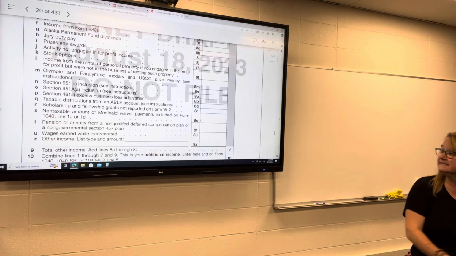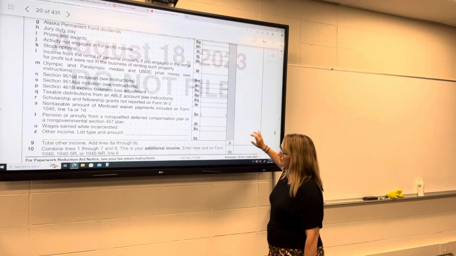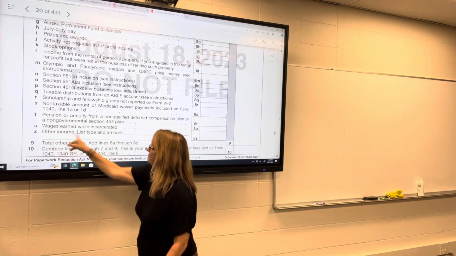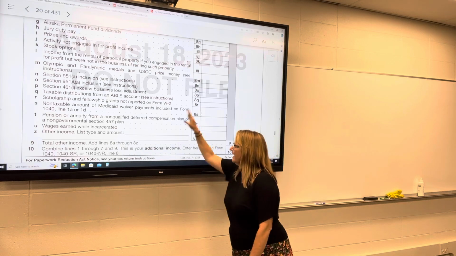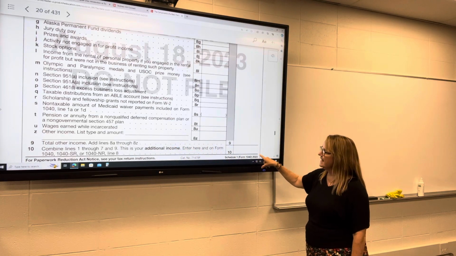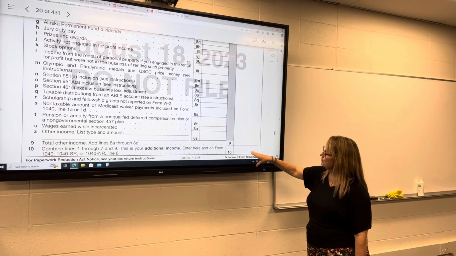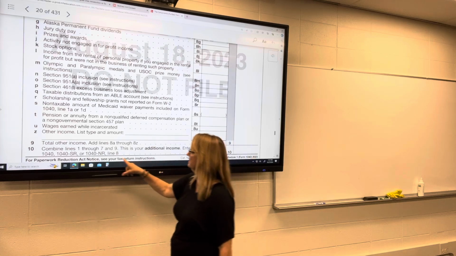So you can get really down in the weeds with all of this. And then here's the catch-all, other income. Okay, what is it? Other income. You add all of that up on this form. Line 10, you total up all the other income, enter it here, and on form 1040, line 8.